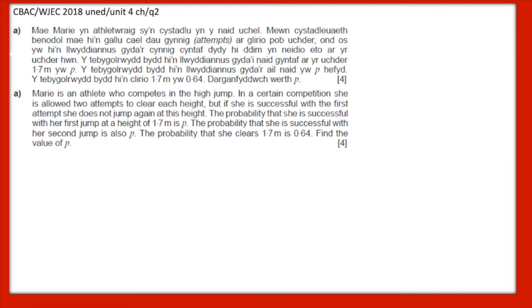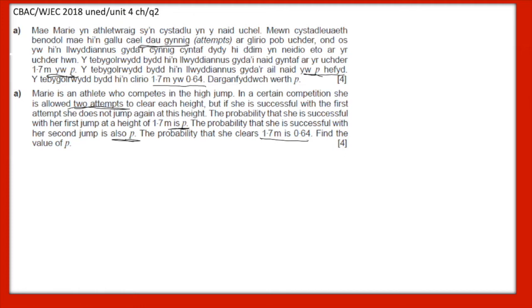Nice straightforward probability question. It's important that you read the question carefully, because in these questions, if you don't read all the information, you'll be in trouble. If you're not using all the information, you won't be getting anywhere near it.